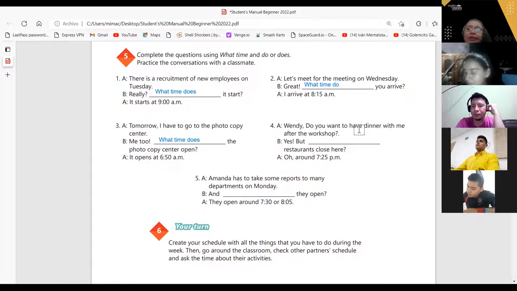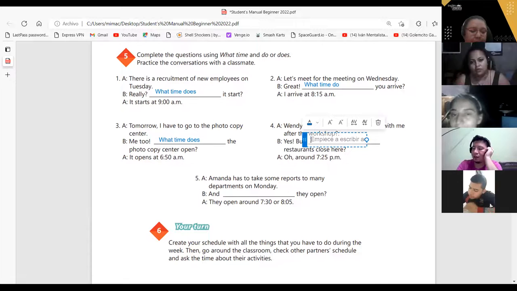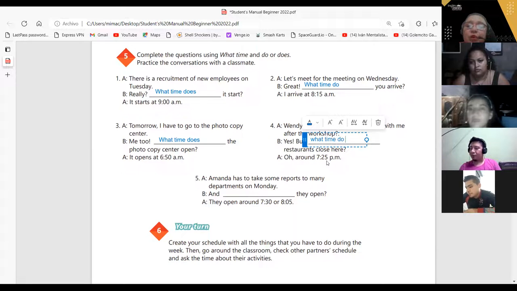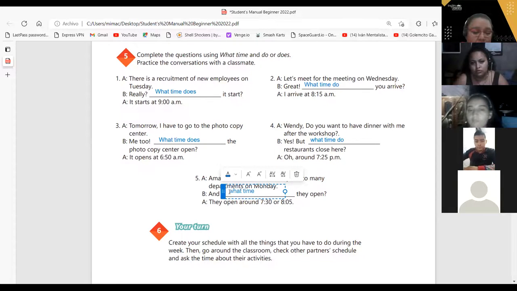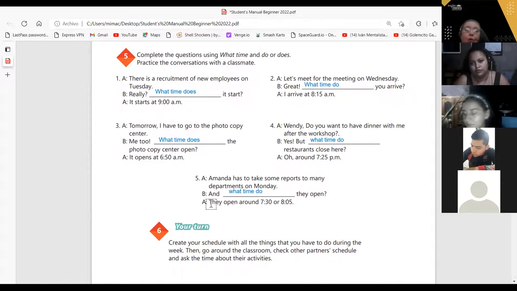Now, number four. Wendy, do you want to have dinner with me after the workshop? Yes, but what time does? Because it is plural, restaurants. What time do restaurants close here? Around 7:25 p.m. Now in number five. Amanda has to take some reports to many departments on Monday. And what time do they open? They open around 7:30 or 8:05, okay?